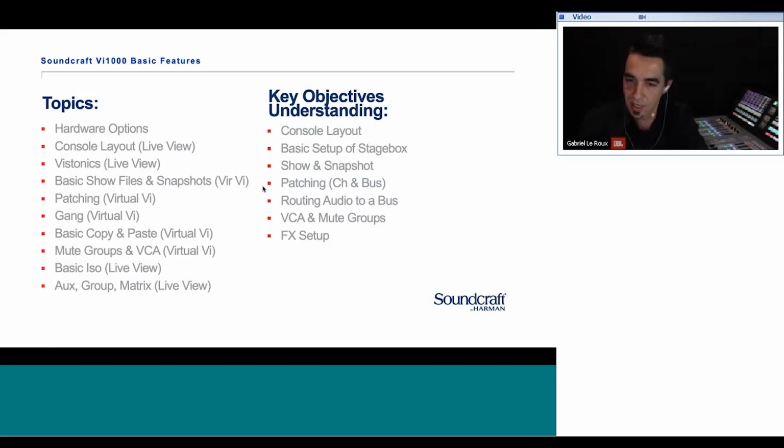So key objectives: you want a firm understanding of the layout, including Vistonics. We're going to talk a little bit about Vistonics. Basic setup of the console, including connecting a peripheral like a stage box, and then also how to create a show file and a snapshot, basic patching on the input and output side, and then routing of audio to a bus, VCA and mute groups, and then also the options when it comes to routing to effects. So it's all the basic features that you would want to know when coming across a Vi console the first time.